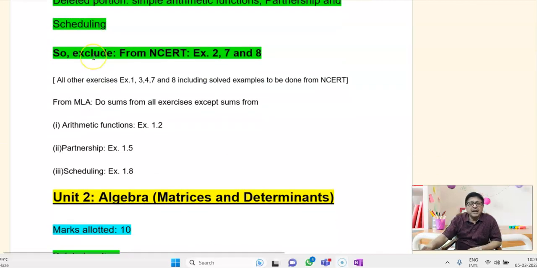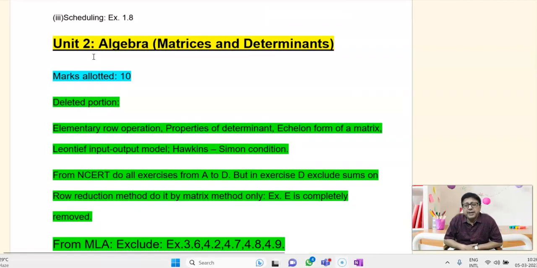Now let us go for the algebra portion. Algebra has matrices and determinant. Here in matrices and determinant, all elementary row operations, properties of determinant, Euclidean form of matrix, Leontief input-output model, and Hawkins-Simon condition are excluded. Please remember this. Never do any sum on these topics. From NCERT, you will be doing all the sums from A to D, but in exercise D, exclude sums from row reduction. That is Euclidean form of matrix. I told you, it is not in the syllabus.